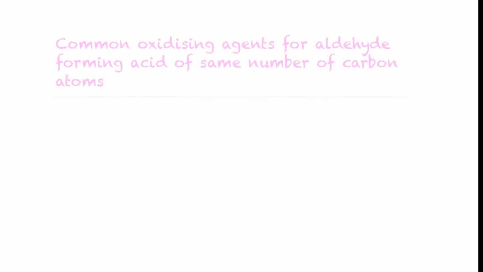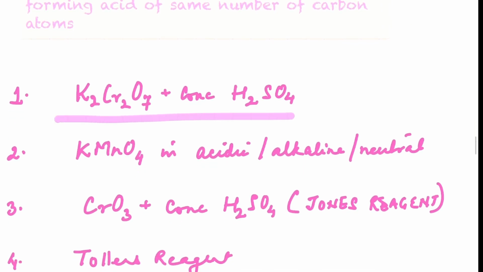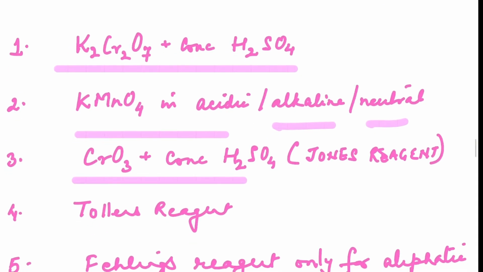Let us talk about some common oxidizing agents for aldehydes. We know aldehyde forms an acid with the same number of carbon atoms as present in the aldehyde. So the common oxidizing agents are dichromate in acidic medium, KMnO4 in acidic, alkaline or neutral medium, and chromic oxide in conc. H2SO4, known as Jones reagent.